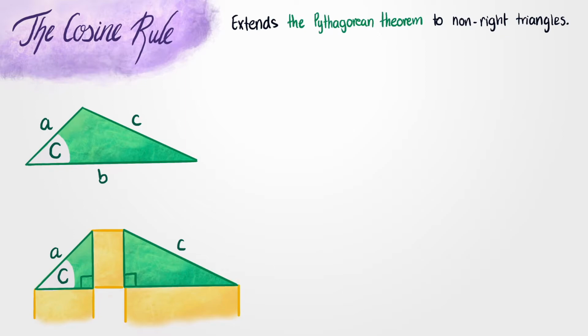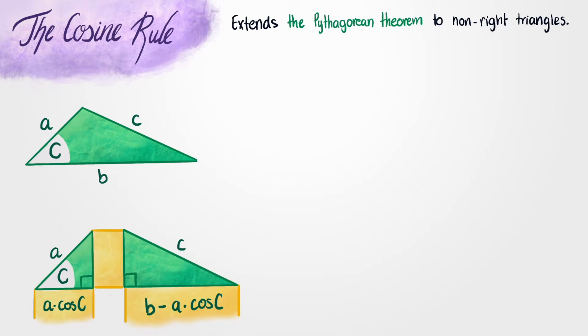Now let's first turn our attention to this side over here. We know it's just going to be a times the cos of c, so let's just write that. Since we know that this side over here was originally b, and we cut away a cos c of it, then we know that this side over here is just going to be b minus a cos c.